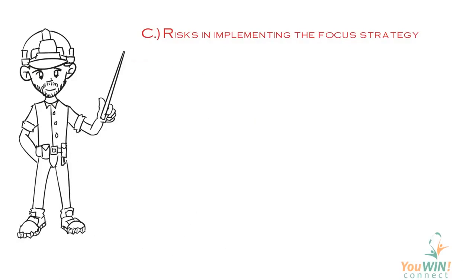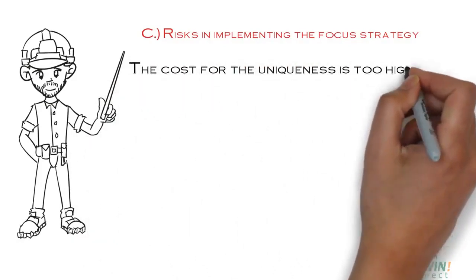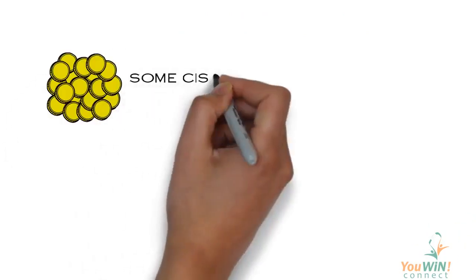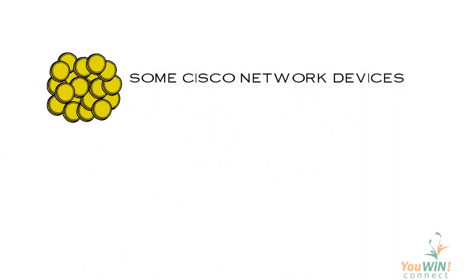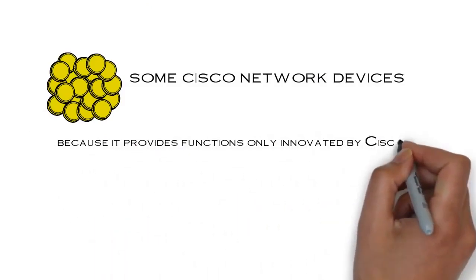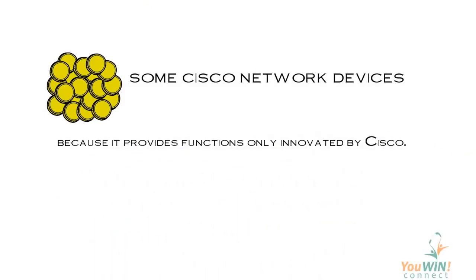The first is really around the cost for the uniqueness will be too high. And I'll use another example to help you understand what this means. The cost for some Cisco network devices is high because it provides functions only innovated by Cisco.